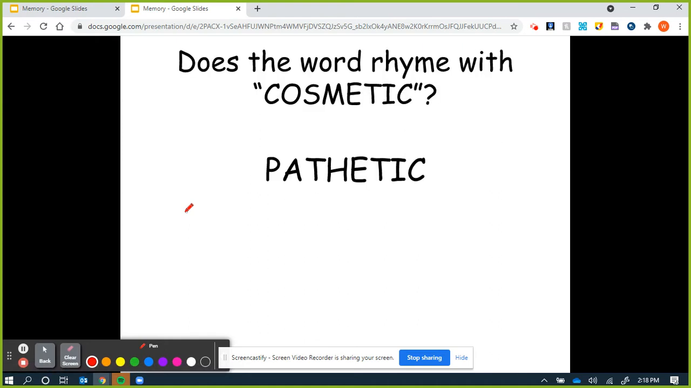Okay, we don't have to worry about that. Okay, these are just examples of acoustic and visual encoding.